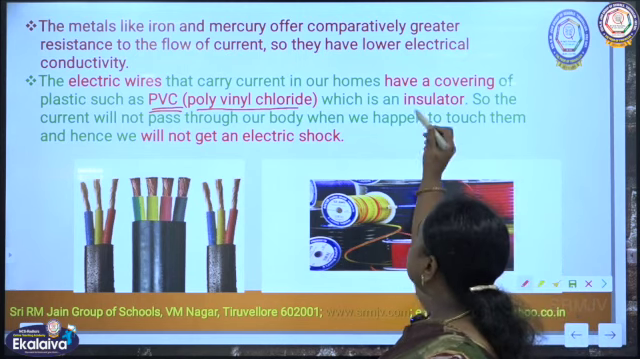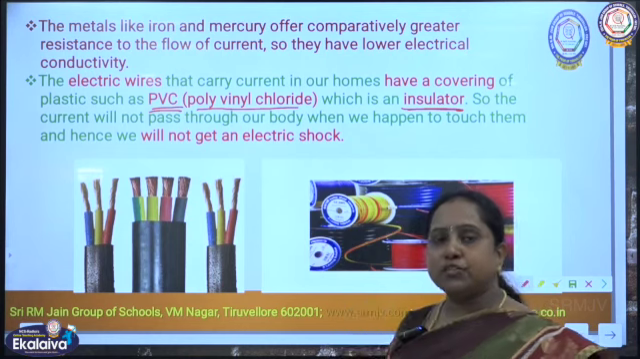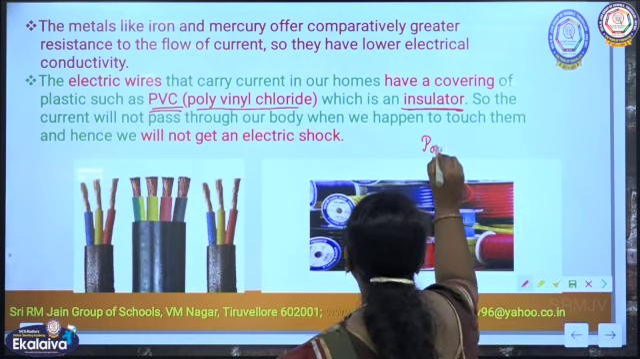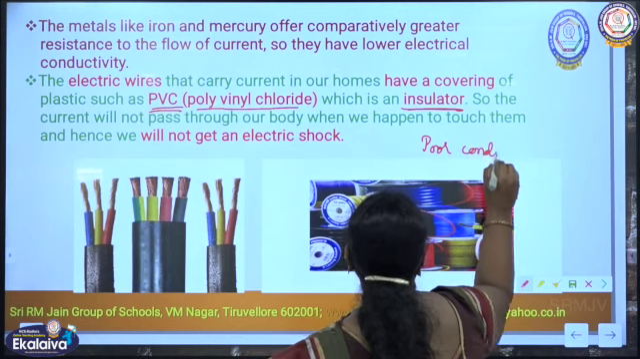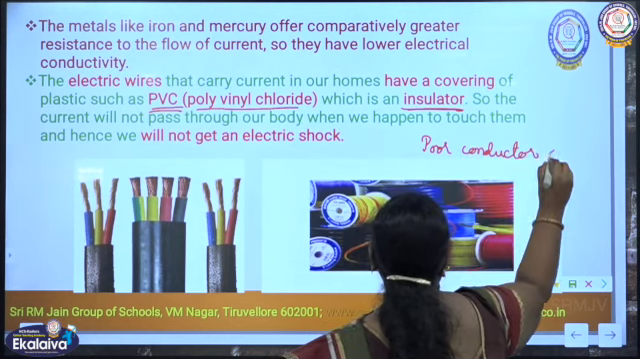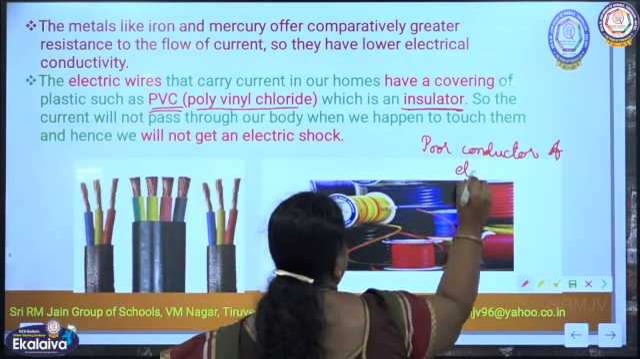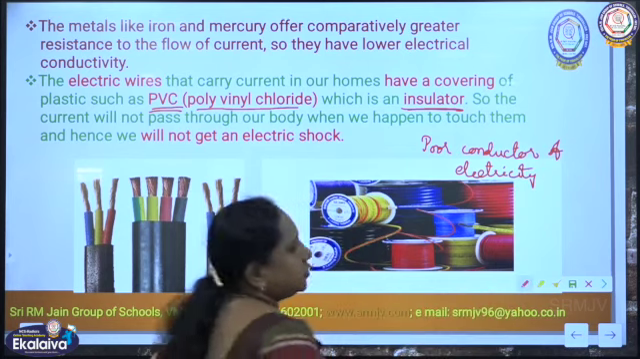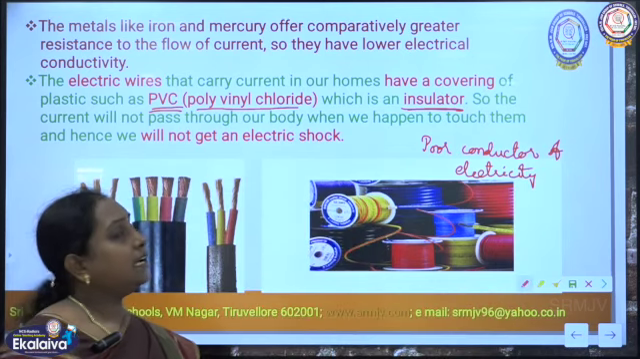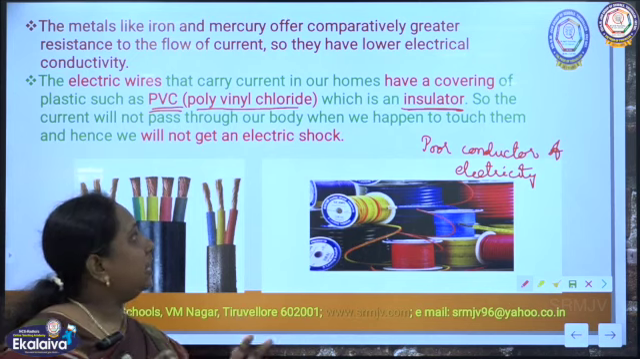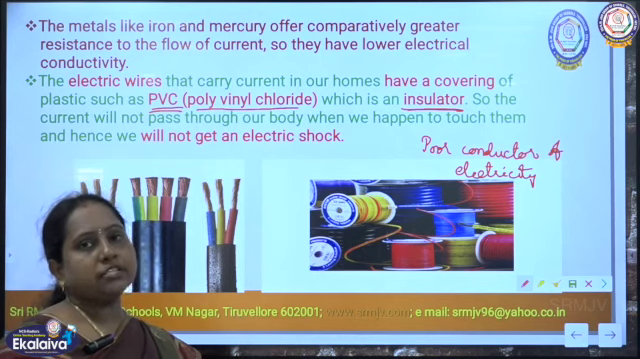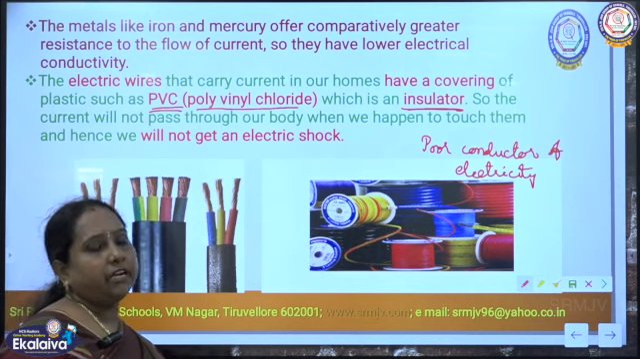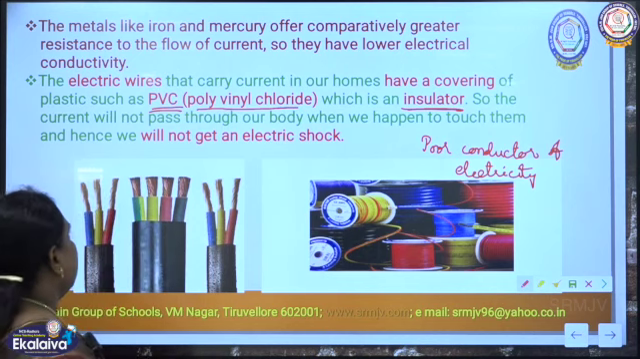Because PVC is an insulator. Insulator means what? Poor conductor of electricity. So it will not conduct electricity. It will be very safe to use PVC on the cables, so that we can avoid getting electric shocks.